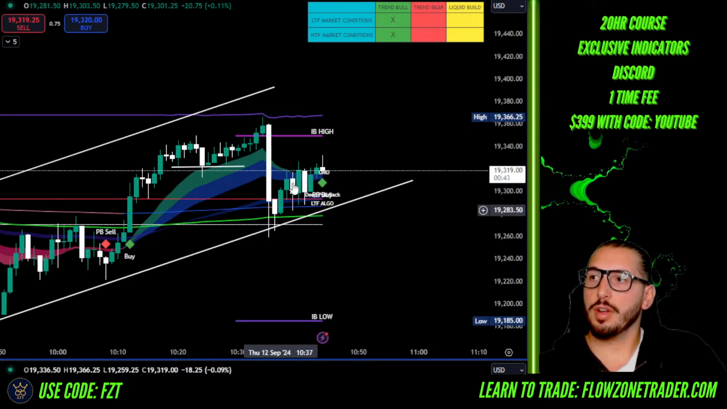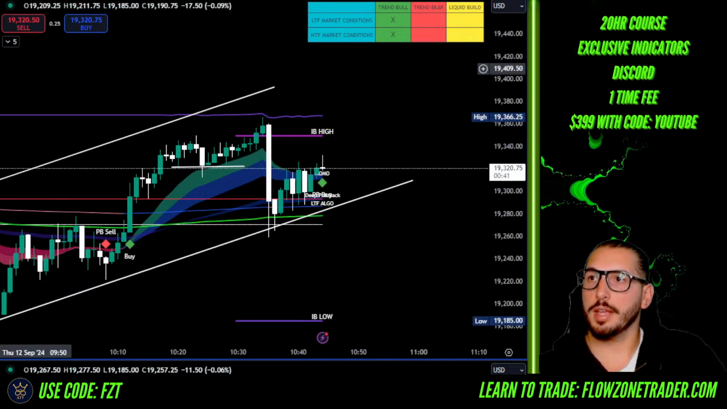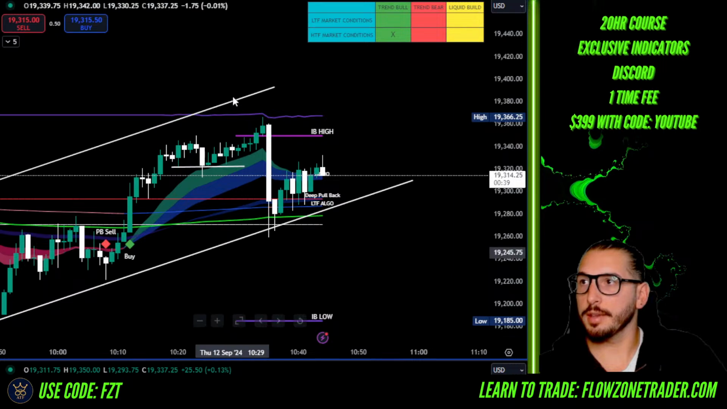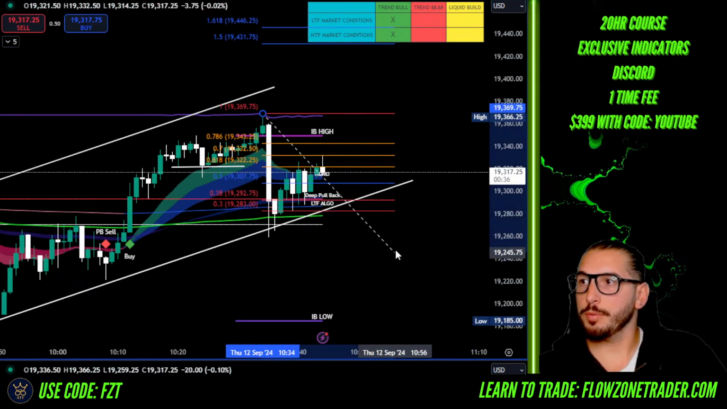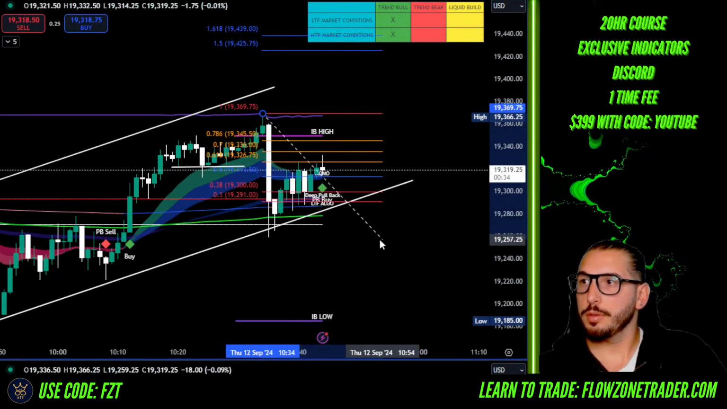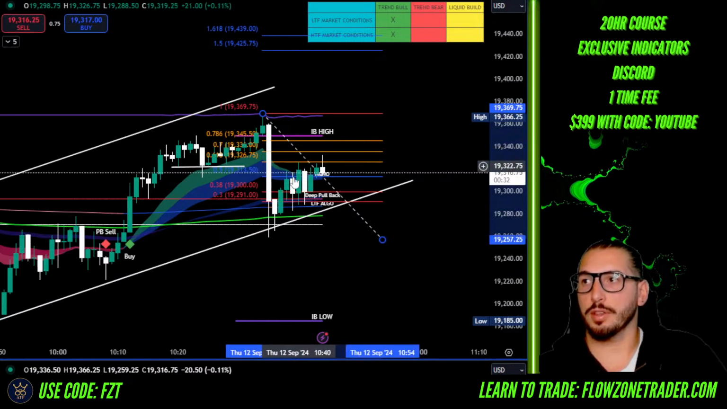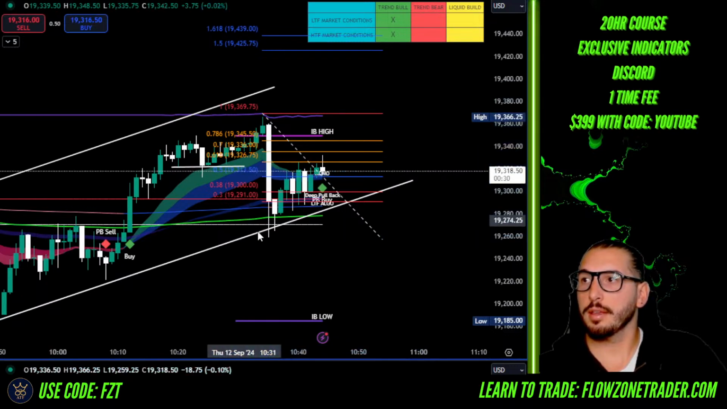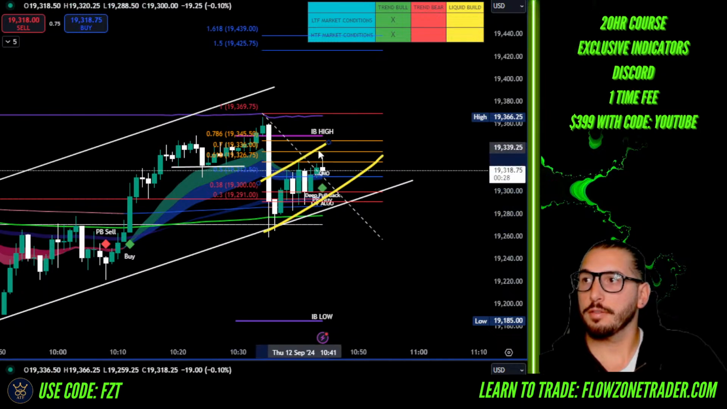Okay, so this is grinding very nicely. The question is, where do we find sellers in here? Okay, so we can do a fib from the top to the bottom, and we've tagged into the golden zone. So can we create a bear flag here for sellers?